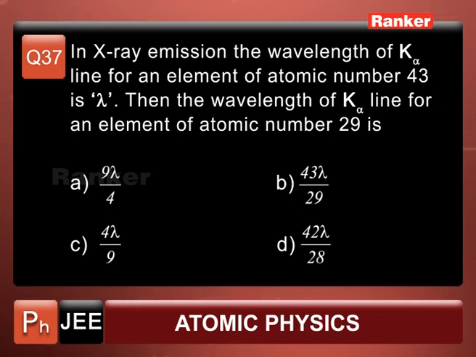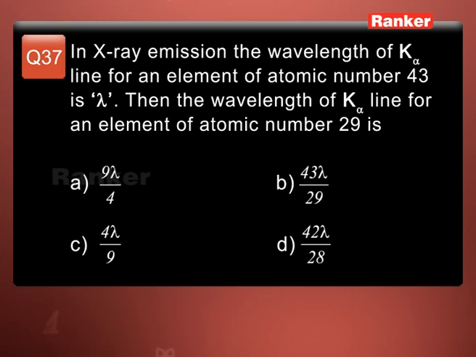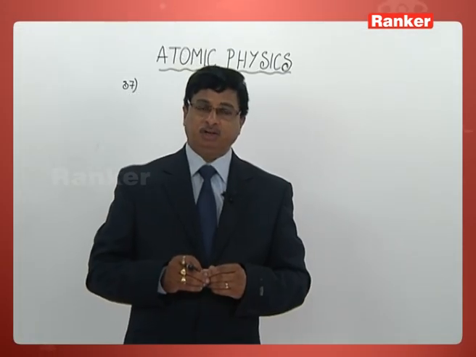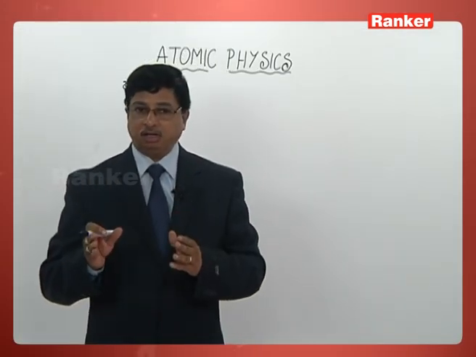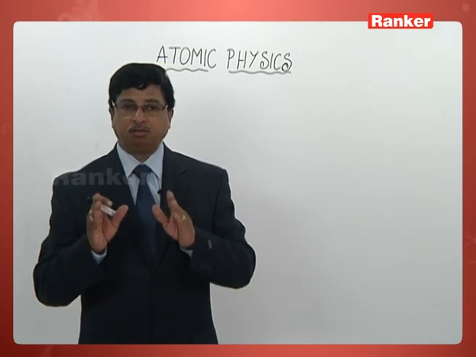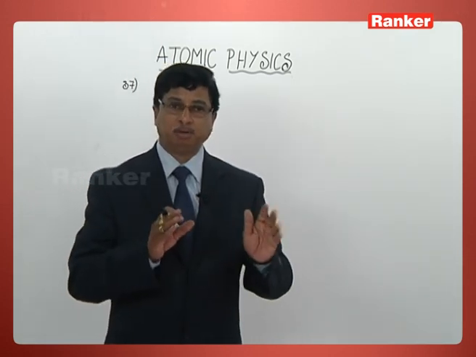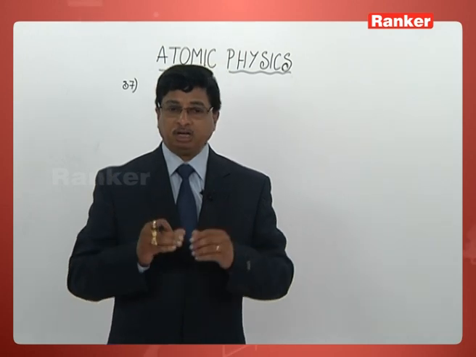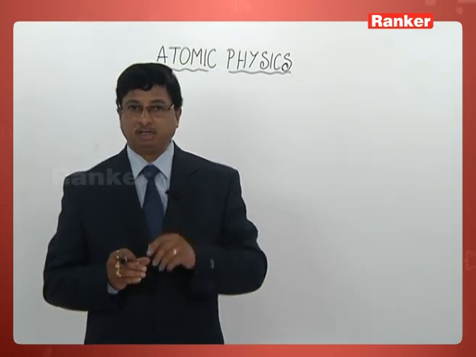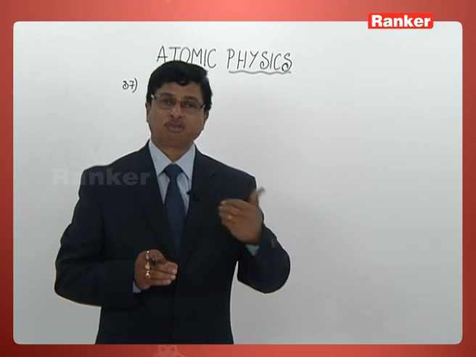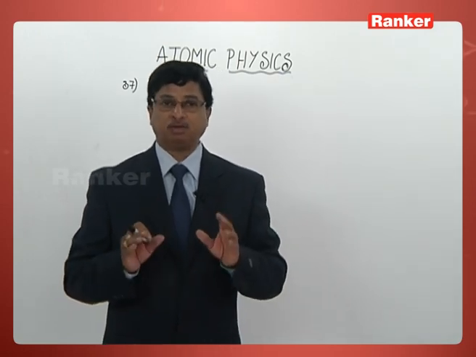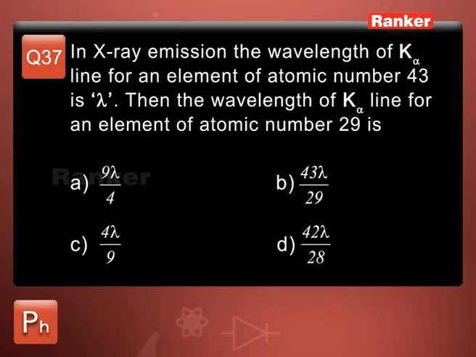Then the wavelength of K alpha line for an element of atomic number 29 is how much? For atomic number 43, K alpha line has a wavelength lambda according to the given problem. For an element of atomic number 29, what would be the corresponding wavelength of K alpha line? Of course, he gave four options again.